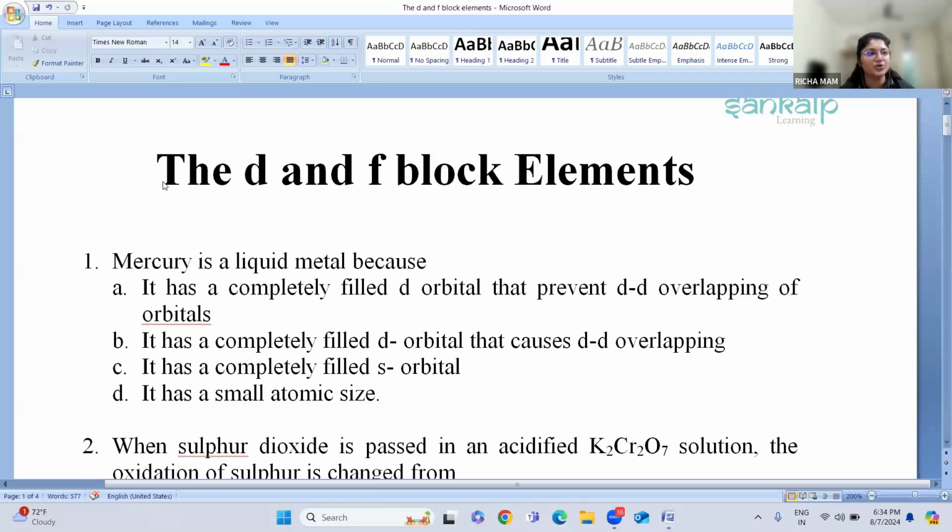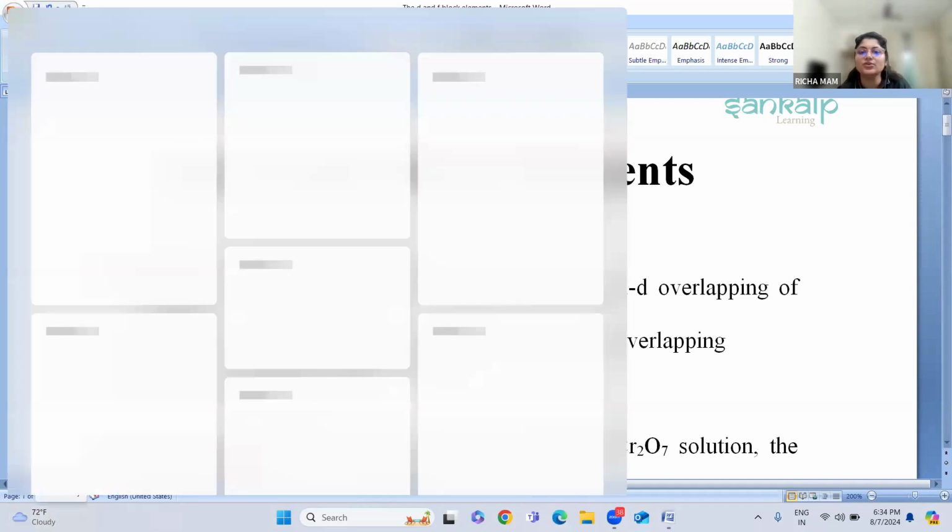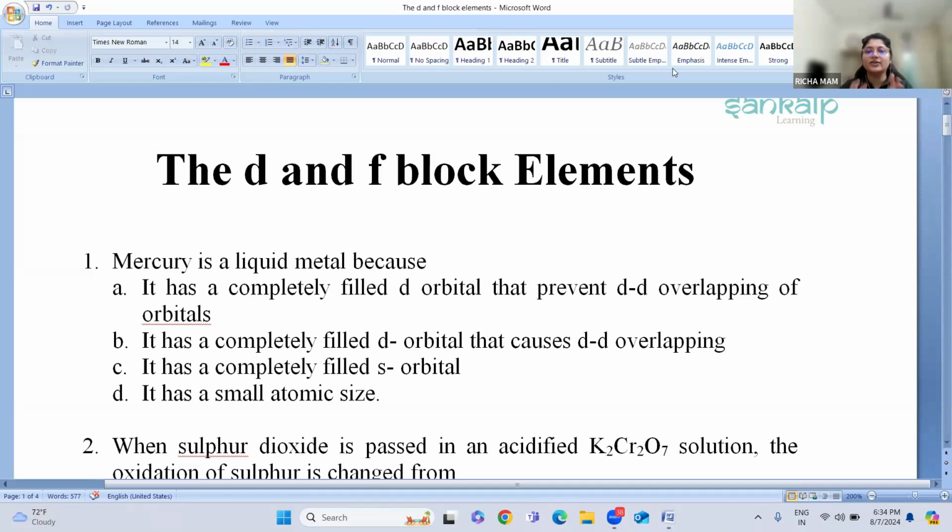So what are D and F block elements? You know that our periodic table consists of 118 elements. As there are so many elements, grouping of elements is done. They are divided into different groups: S, P, D, and F, right? Four groups. S and P were included in PU1, and that is deleted. D and F are included in your PU2.